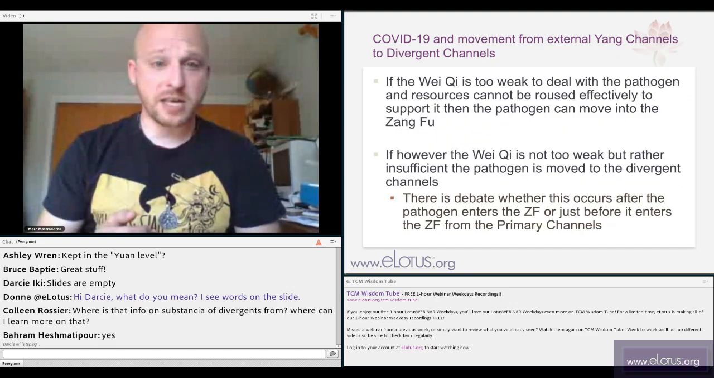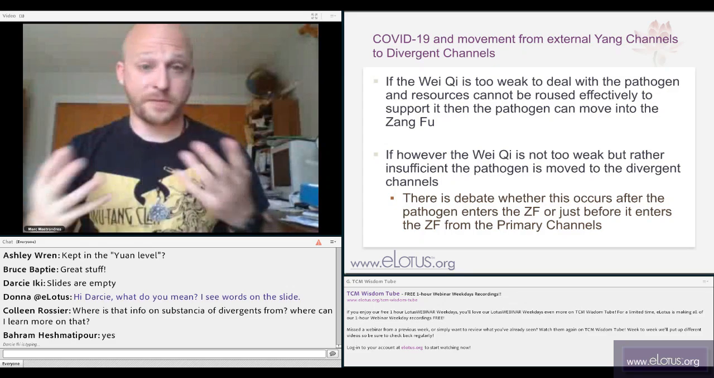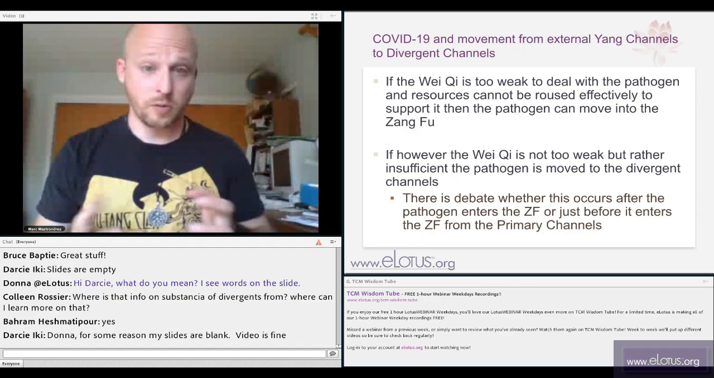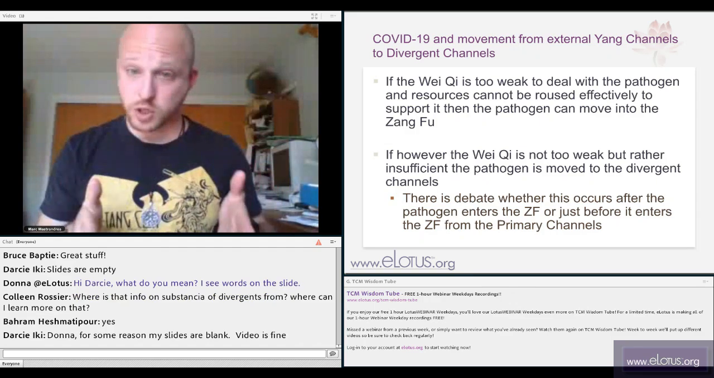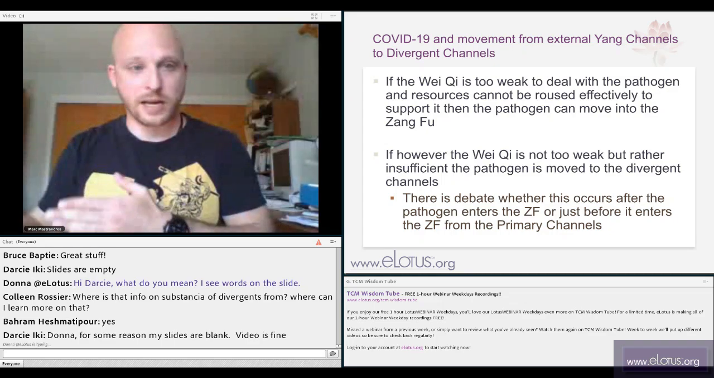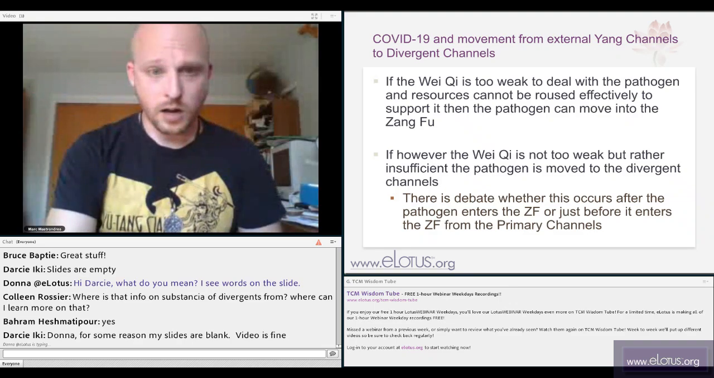So if the Wei Qi is too weak to deal with a pathogen, and the resources cannot be roused effectively to support against the pathogen, it can move into the Zangfu. However, again, if Wei Qi is not too weak, but rather insufficient, the pathogen is moved into the divergence. Again, I'm repeating this so that people keep up with this. They keep hearing this over and over.